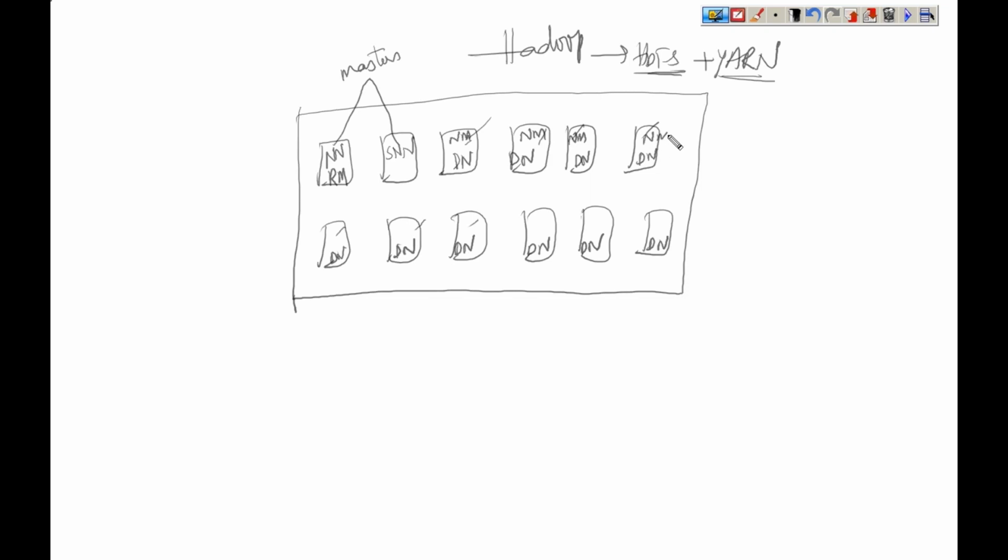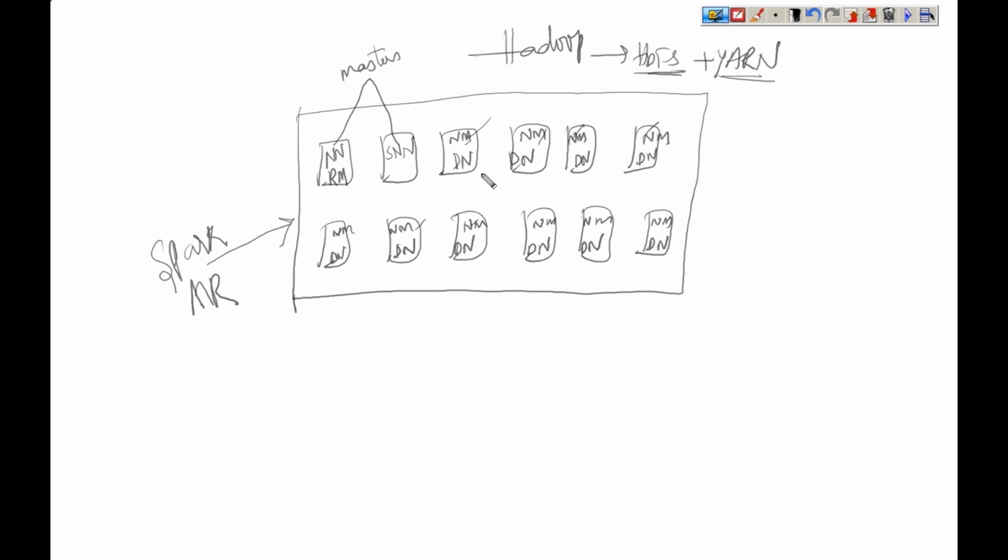Likewise, this node manager will be there in all the machines, like this. So this is a simple rough sketch of the architecture of this Hadoop environment. To this environment, to this yarn, we can submit Spark applications also. We can run MapReduce applications as well as Spark applications in this cluster.